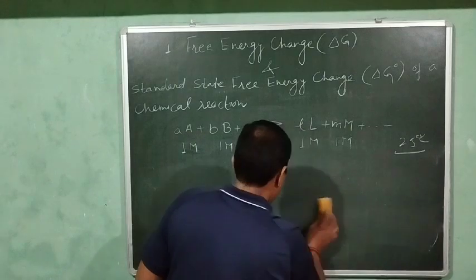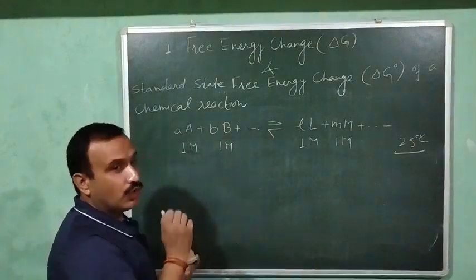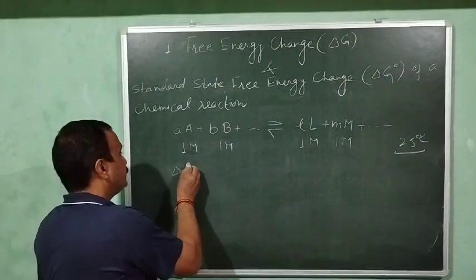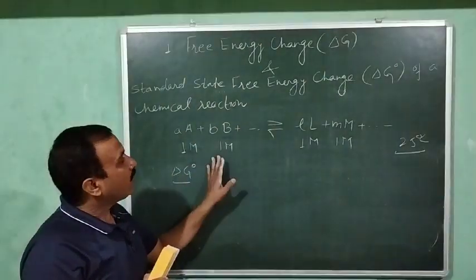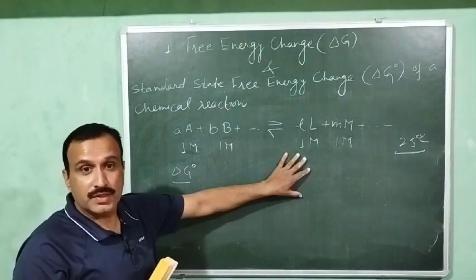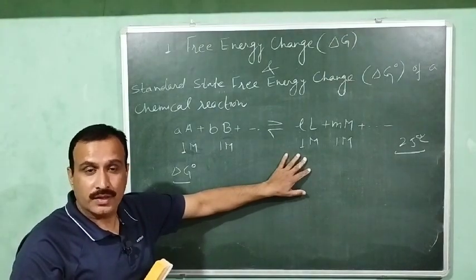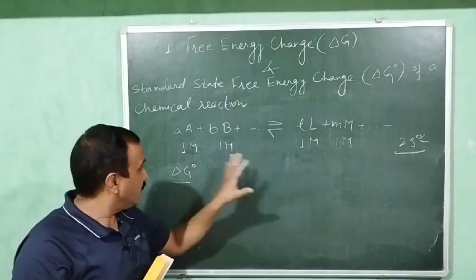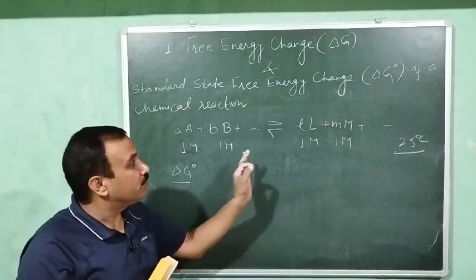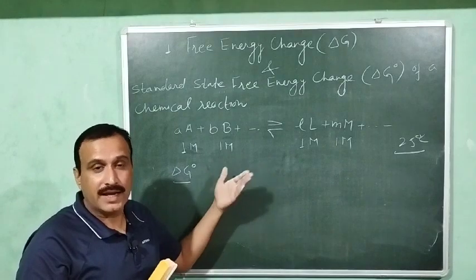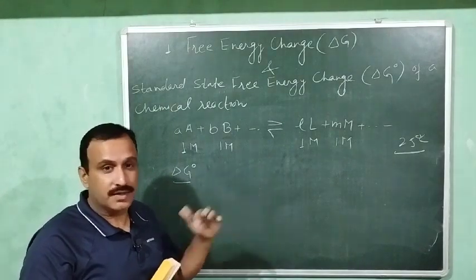As I said, this delta G naught is the free energy change when every reactant and every product is present under standard conditions. So this means that the value of delta G naught will be constant for a particular reaction, because it is under standard condition.